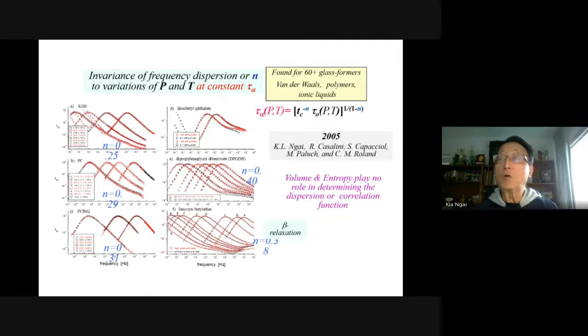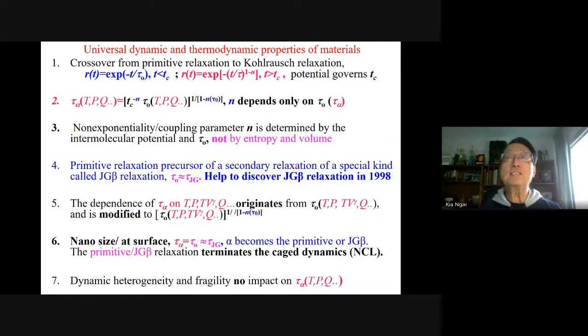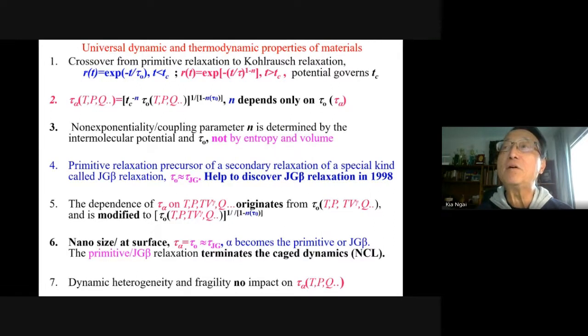Okay, so on the equation on the top right, you see that if this n is the same, and tau alpha is constant, and Tc is the same anyway, that means tau 0 is almost the same, right? Because everything is the same: Tc is the same, n is the same, tau alpha you keep constant. That means tau 0 is also constant. So that's why I return to this one, the second one at the top, that n depends only on tau 0 or tau alpha.